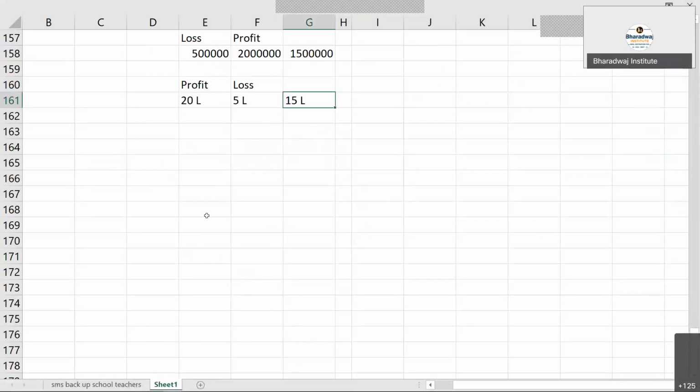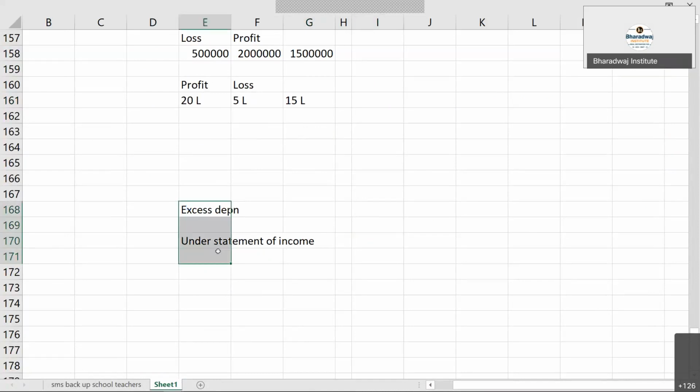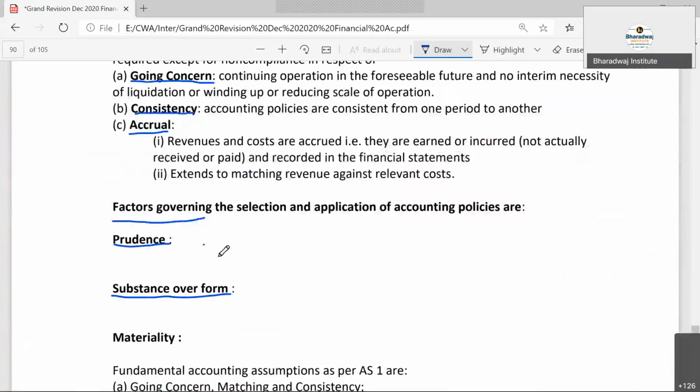Okay, you want another example? You are providing excess depreciation, and you are providing understatement of income. How understatement of income? You will collect cash, you will not record it as income, but you will record all the expenses. So when you understate the income, net profit will go down. And when you provide excess depreciation also, net profit will go down. So you want to show lesser profits, so you do malpractices. Such malpractices should be avoided.